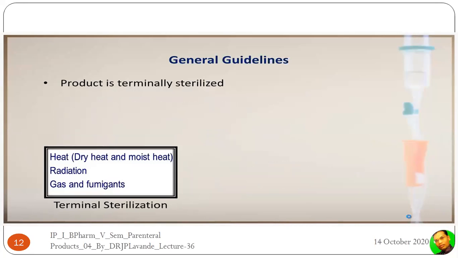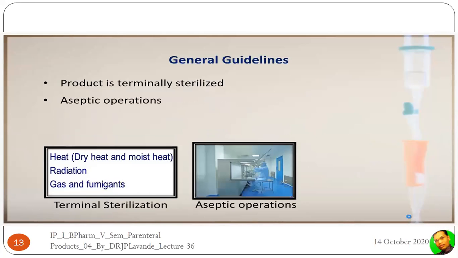Now, as far as the process of sterilization is concerned, the product is terminally sterilized. That means once we are packing, once we are filling, after that the product is going to be sterilized. The process of sterilization can be carried out by heat, by radiation, with the use of gases, or with the use of fumigants.